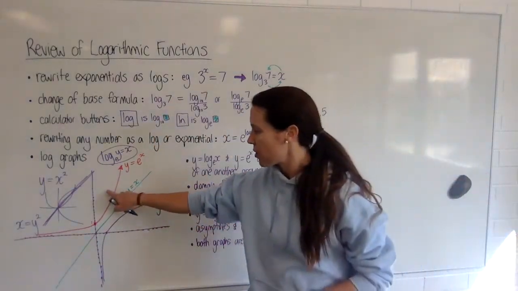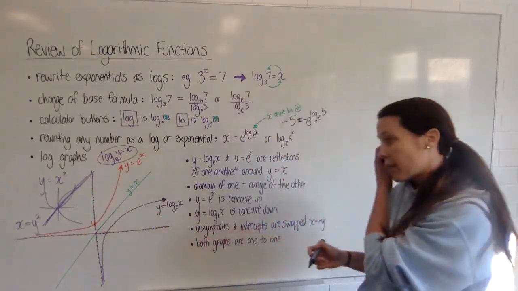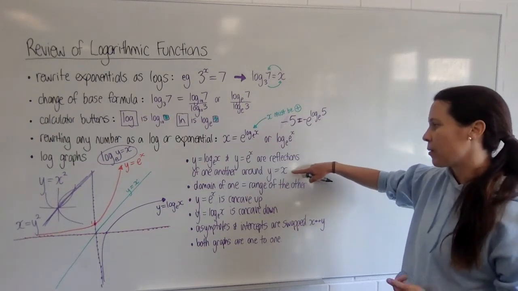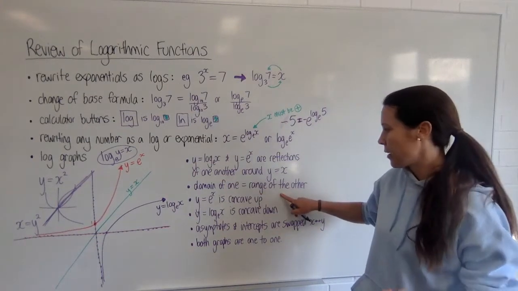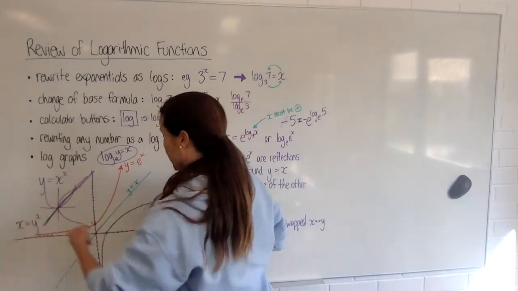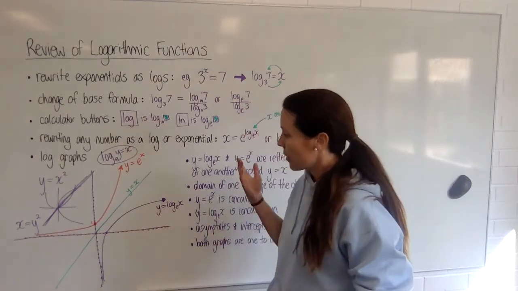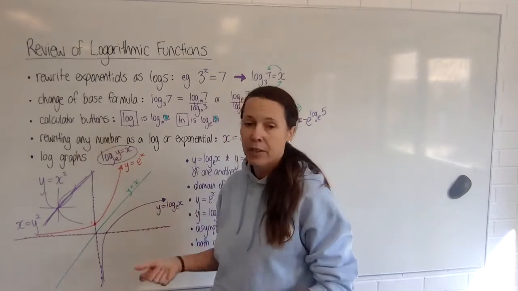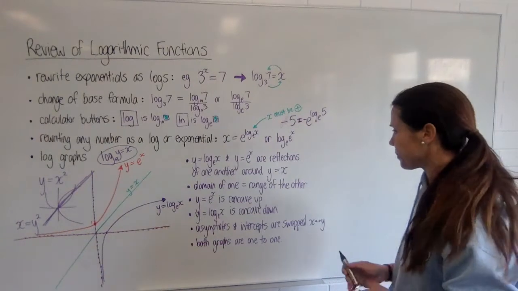So because these graphs are so related and all of their coordinates have this symmetry going on, we get some interesting things. We can see that they're reflections of one another around the line y equals x. The domain of one graph will be the range of the other. Okay, so the domain of this red one is all real x, and we can say that the range of the log graph is all real y, whereas the range of the red one would be y must be greater than 0, and that's exactly what the domain of this one is, x has to be greater than 0.